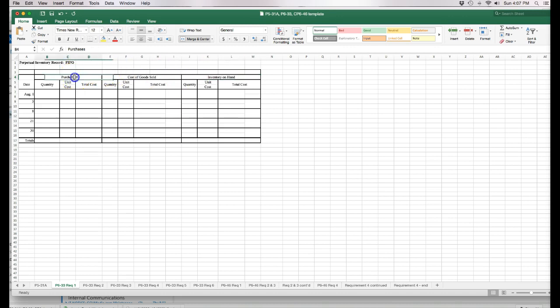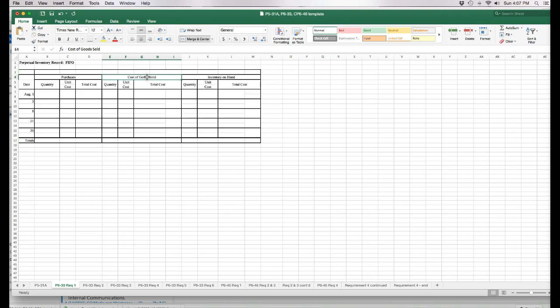So purchases are those products that, let's say, Walmart purchases from wholesalers in order to sell in their stores. Now, inventory on hand is just what it says. What is the inventory of those products that Walmart has in their store? And then cost of goods sold is an expense item.